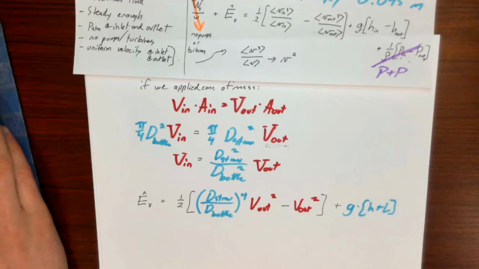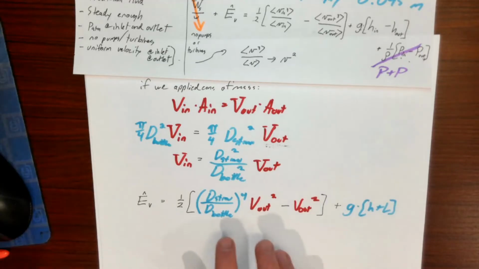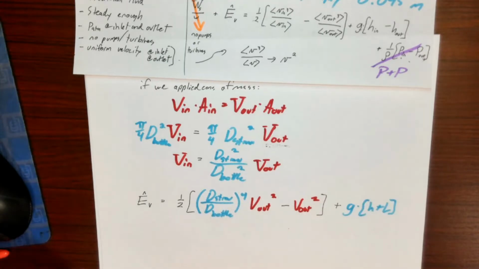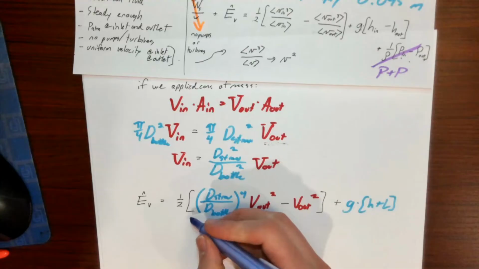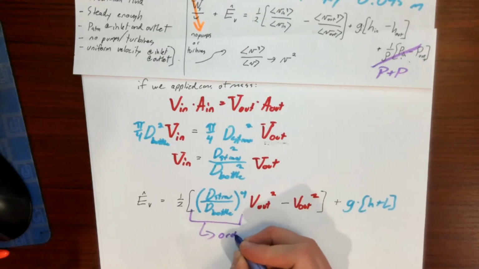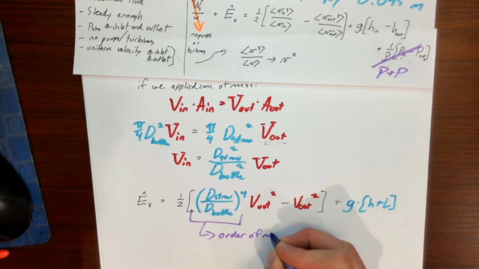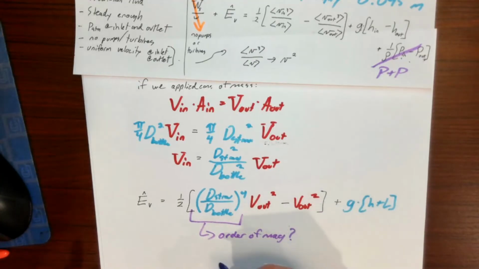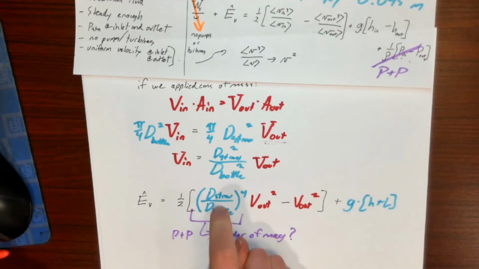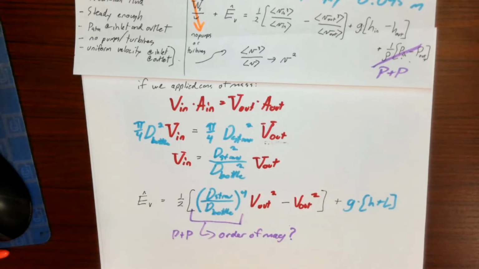But before I do so, let's think about the relative magnitudes of these terms. So take a moment, pause and ponder. What is the order of magnitude for this term? Pause and ponder. This d straw over d bottle to the fourth. What order of magnitude are we dealing with here?